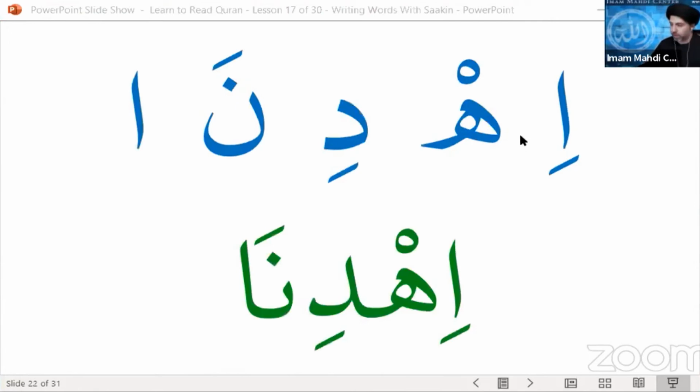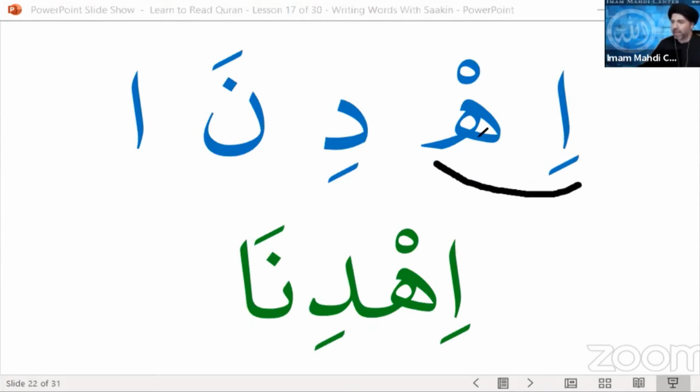And here we have another 5-letter word. So we have again alif. This time it has kasra, and it's followed by a ha that has saakin. So we have to connect these two as one syllable. We say eh. You see the alif has the kasra, the short vowel. So it's pronounced eh, and then we have to add the sound of the ha to that syllable.